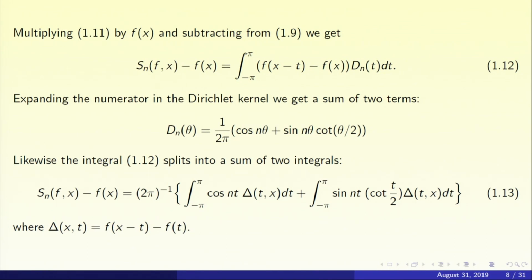Before we take up the second piece, the more troublesome part, let us deal with the first piece in equation 1.13, the first integral appearing in equation 1.13. That can be settled quite easily using what we call the Riemann-Lebesgue lemma.